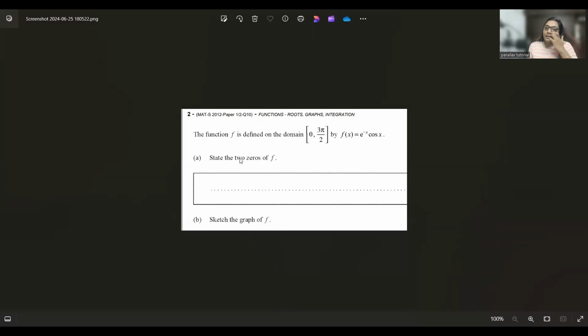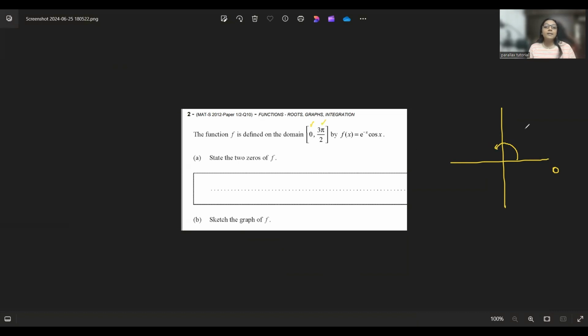Now, there's a function f which is defined. Now we already know what the domain is, right? 0 to 3 pi by 2. What does it mean? Let's draw a quadrant diagram. You have 0. Remember, in a quadrant diagram of trigonometry, we go anti-clockwise for positive angles. If we check this, the domain is given as positive angles.